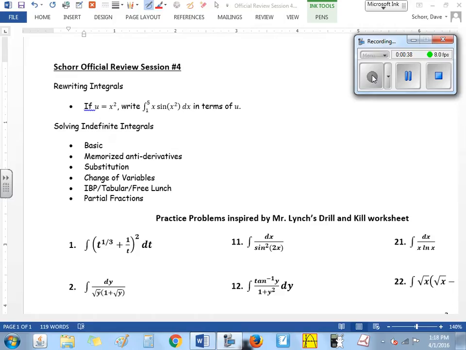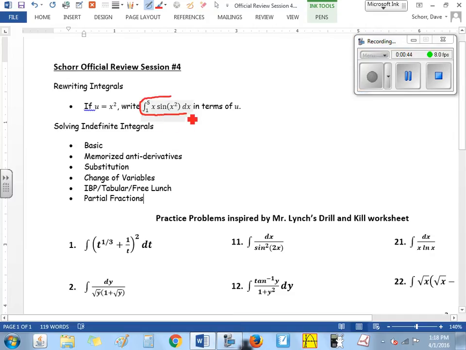Okay, so the first thing you guys want to do is just rewrite this integral I gave you right here. Try to write it so that it has no x's anywhere. And I mean, you have to also get rid of the dx, you know. So go ahead and try that.